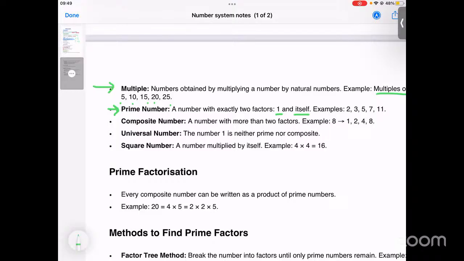So here are examples. You see 2, you can only divide 2 by 1 and itself. And then 3, you can only divide it by 1 and itself. Even 5, you can only divide it by 1 and itself, meaning you can divide 5 by 1 and also by 5. Same with 7, same with 11. Those are the examples. So a prime number is a number with exactly 2 factors, being 1 and itself.